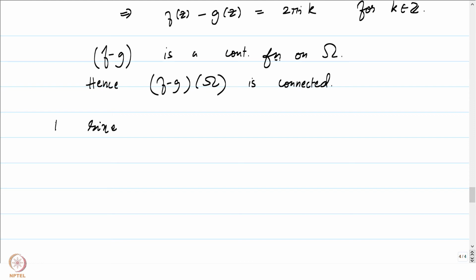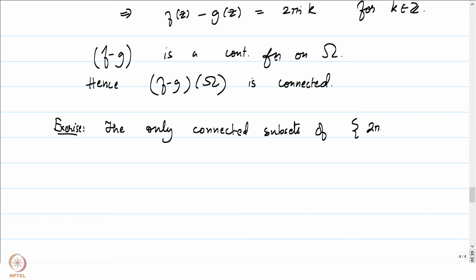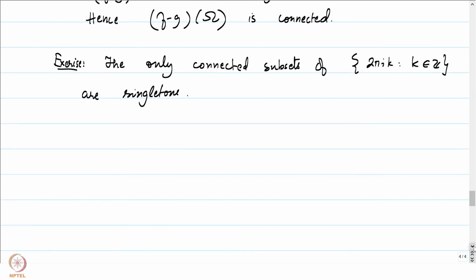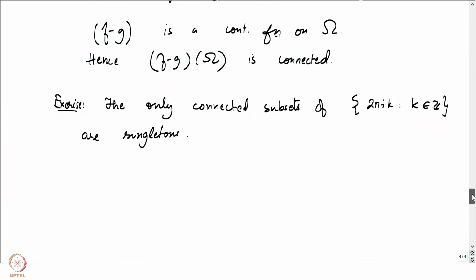This is an exercise for you: you should sit down and check that the only connected subsets of the set of all 2 pi i k, where k ranges over all integers, are singletons. This is a very basic topology problem which you should sit down and think about.